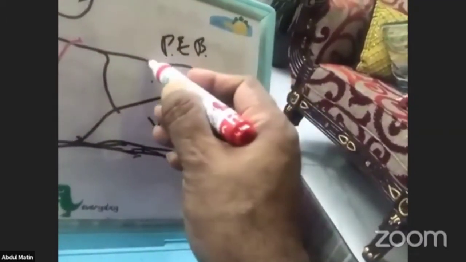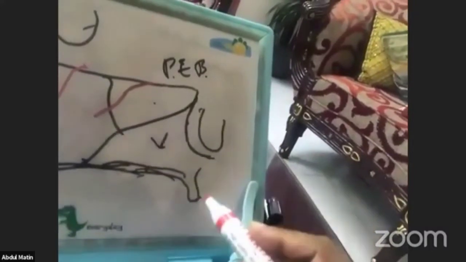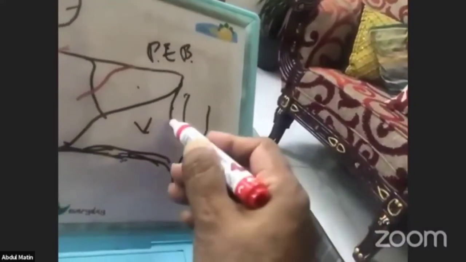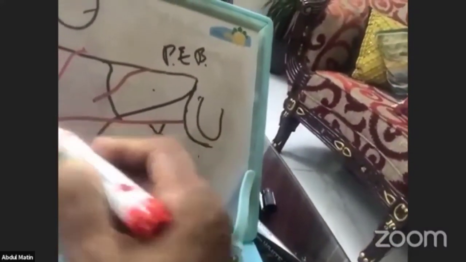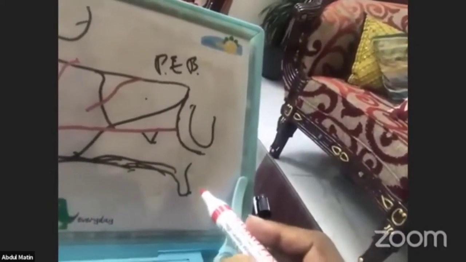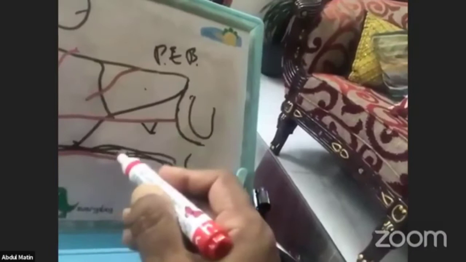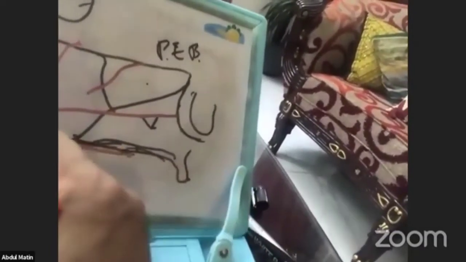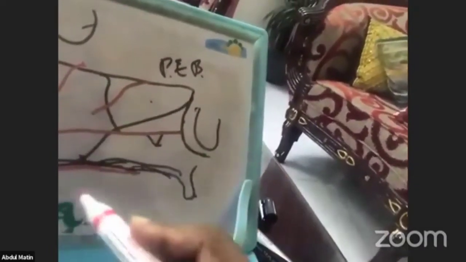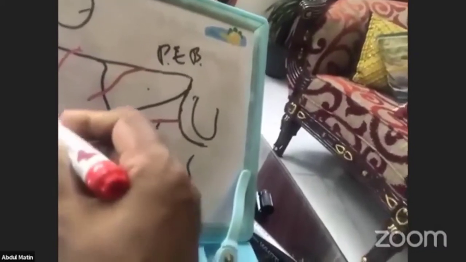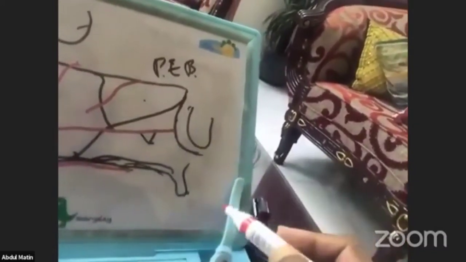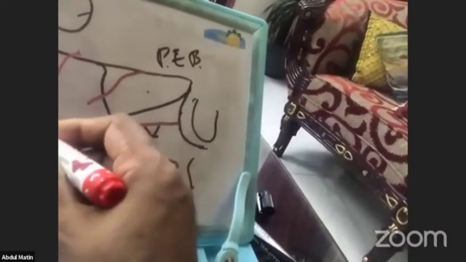From here, posterior ethmoid artery. From here, sphenopalatine artery. From here, greater palatine artery. From here, superior labial branch of the facial artery. They form a plexus here. This is called Kiesselbach's plexus.